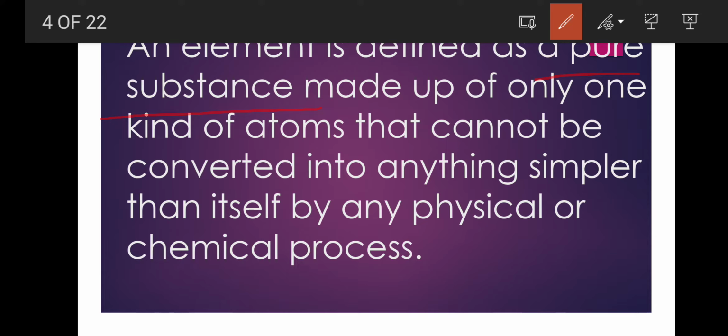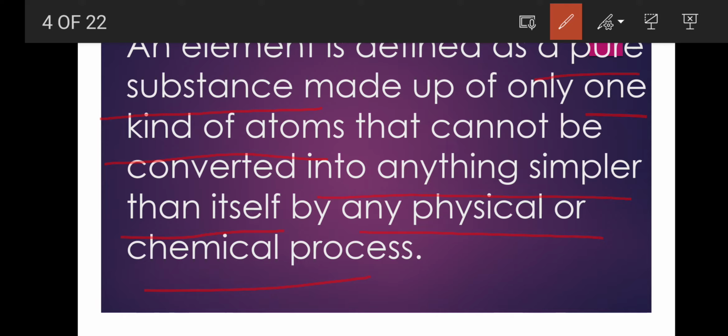An element is defined as a pure substance made up of only one kind of atoms, and that cannot be converted into anything simpler than itself by any physical or chemical process. Clear? Once again, an element is defined as a pure substance made up of only one kind of atoms that cannot be converted into anything simpler than itself by any physical or chemical process. Each element has its own unique properties.